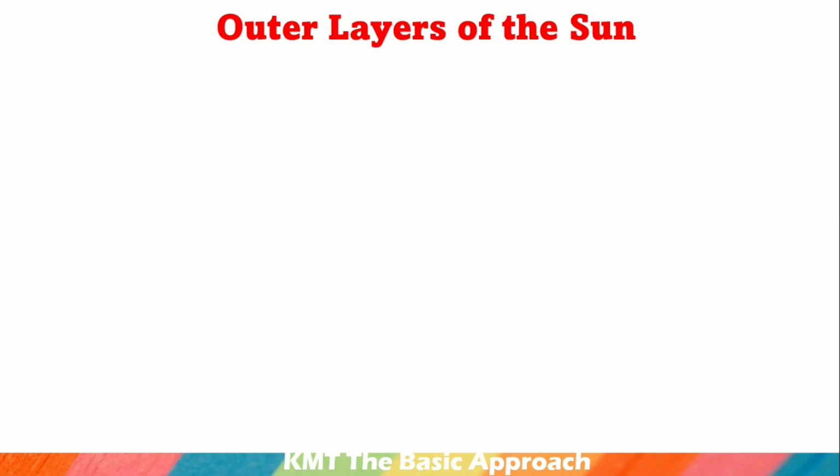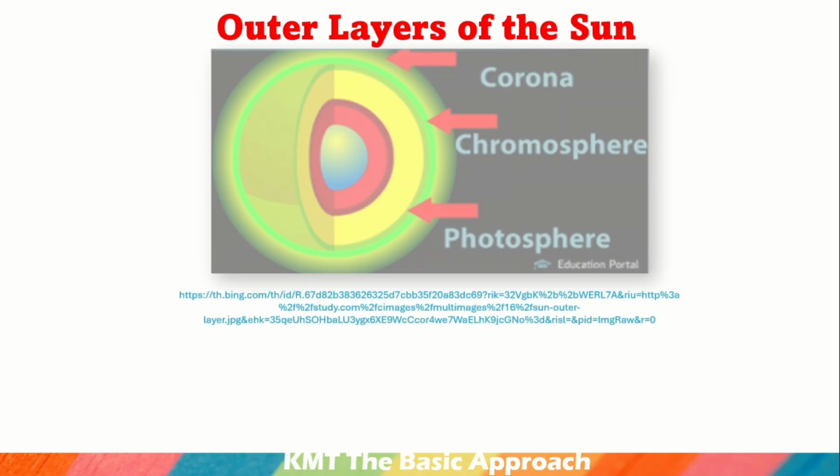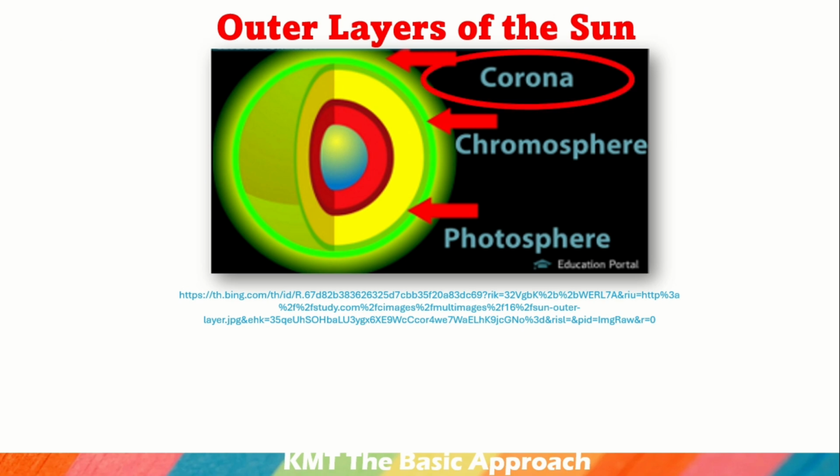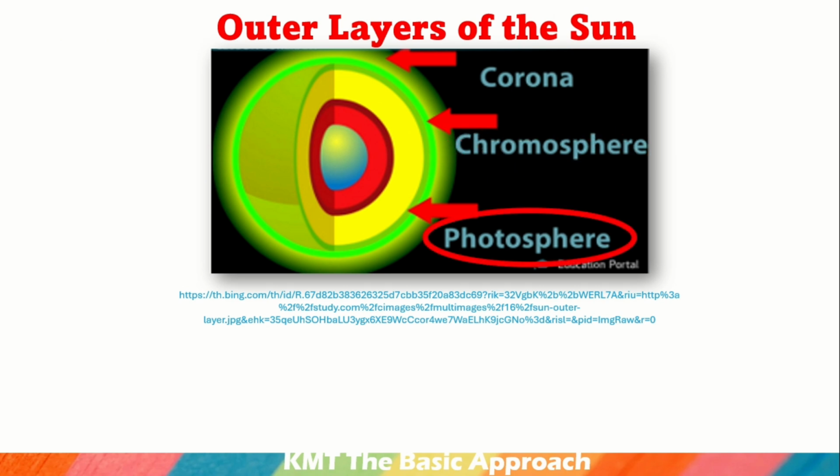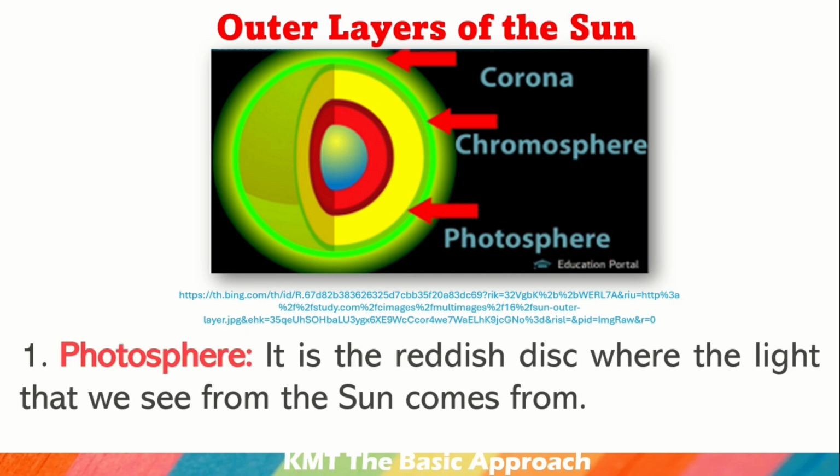Again, outer layers of the sun. Corona, chromosphere, and photosphere. Let us first discuss number 1, photosphere. It is the reddish disk where the light that we see from the sun comes from.